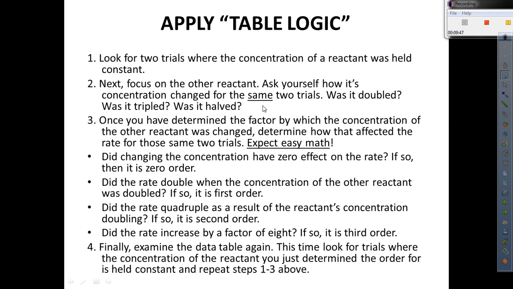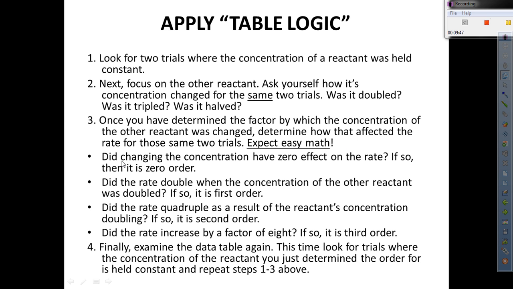All right. Once you figure out what you did to the concentration of the second reactant, then you need to look at the rate and see what happened to the rate. Was the rate doubled? Was it tripled? Did anything happen to the rate? Did it go up exponentially? All right. Now, I put on here expect easy math because they're going to make it so that it's really easy for you to identify what happens to the concentration and then in turn what happens to the rate.